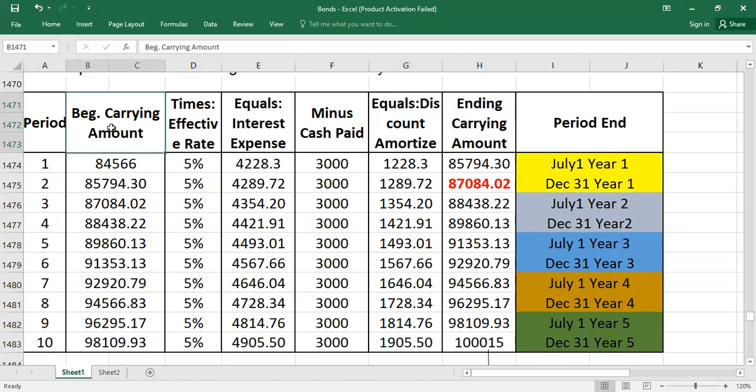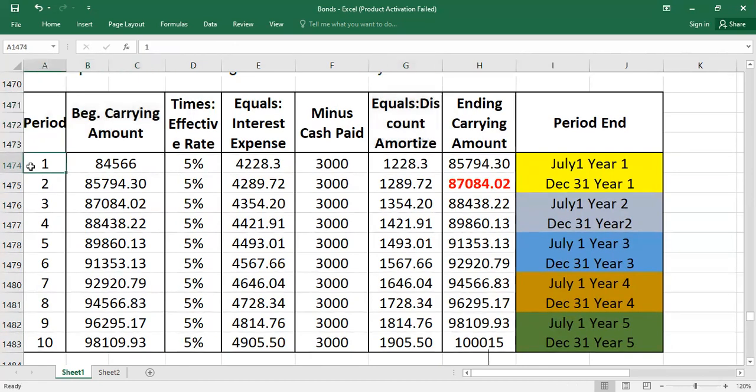Then you can calculate the ending carrying amount: beginning plus amortization of discount. If it is the case of premium, you take the beginning carrying value minus the amortization of premium. I will show you that at the end. Let's amortize the discount first.